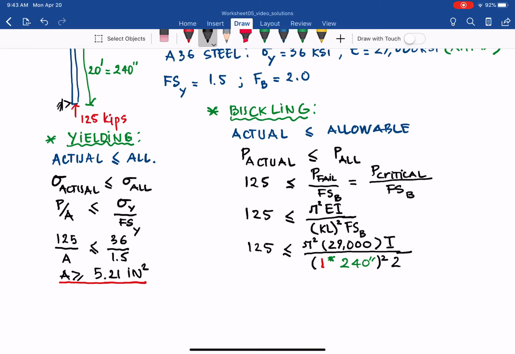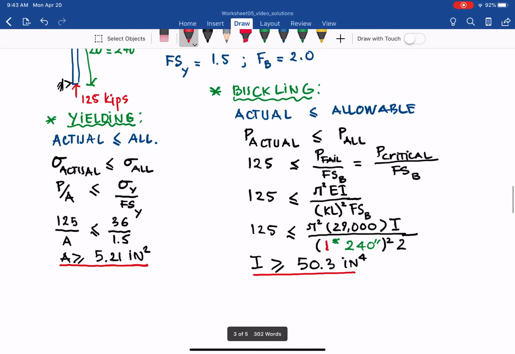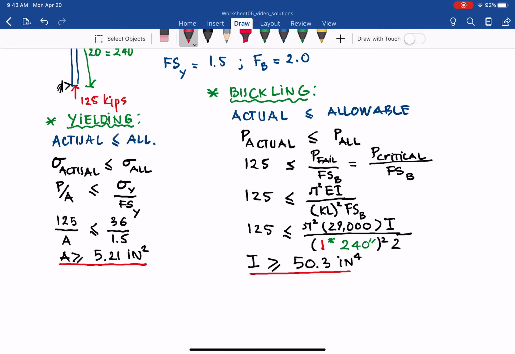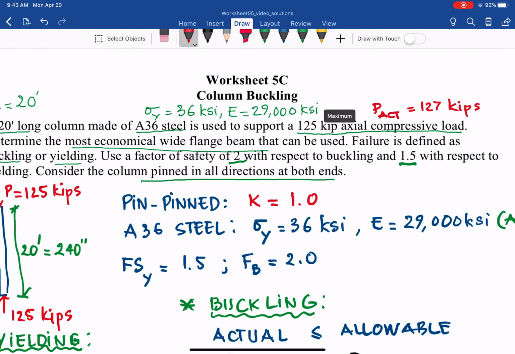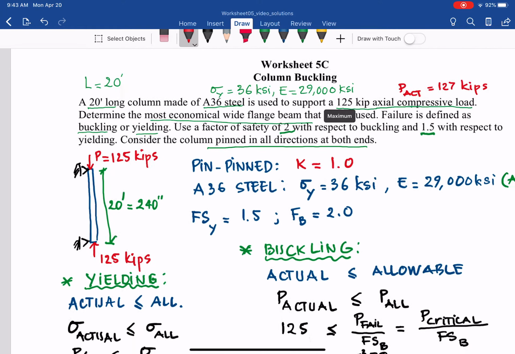So what does that mean? I has to be greater than or equal to 50.3 inch^4. So that is the requirement for the cross-section of the column. The area due to yielding has to be at least 5.21 inch squared. The area moment of inertia of that cross-section has to be greater than or equal to 50.3 inch^4. So we need to find the wide flange shape that meets both requirements.